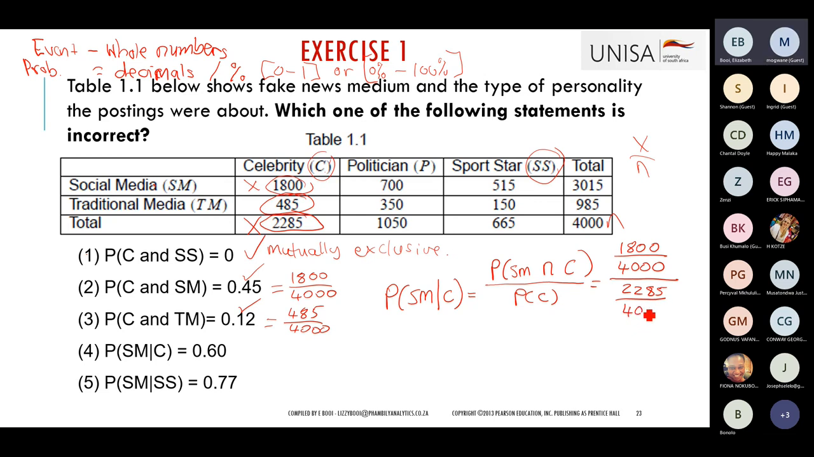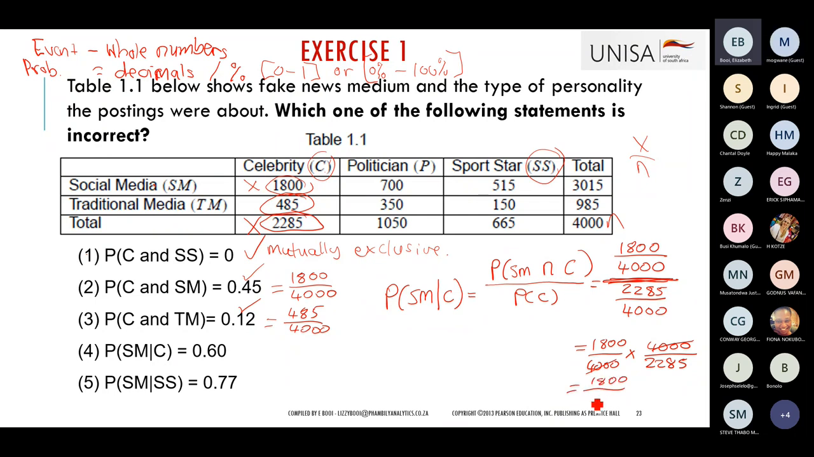So that will be 2,285 divided by 4,000. And then here we apply maths, right? Which is 1,800 divided by 4,000. We change the division sign to a multiplication, and we flip the second fraction. What is at the top goes to the bottom, what is at the bottom comes to the top. And therefore, 4,000 and 4,000 cancel out, and we are left with 1,800 divided by 2,285. And what is the answer? 0.787, so 0.79. Therefore, that is not correct.